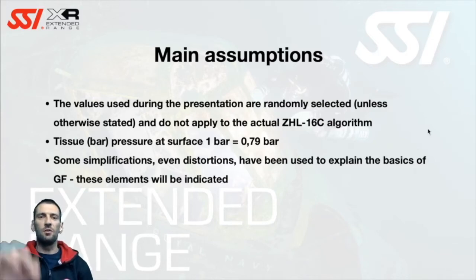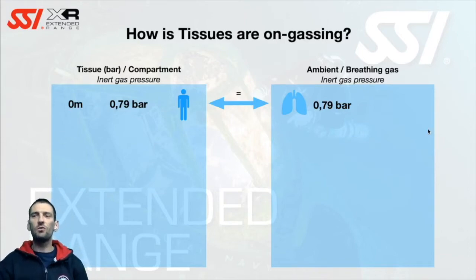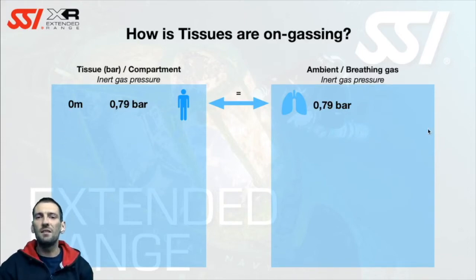Okay, so there is no way to understand the gradient factors if we don't understand some basics of the decompression theory, on-gassing and off-gassing of our body. So I will just briefly explain this. For those of you who know how it works very well, this is just a nice reminder, and for those who don't, it is important to understand.